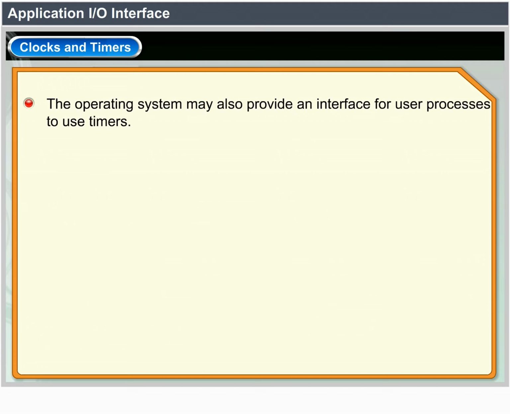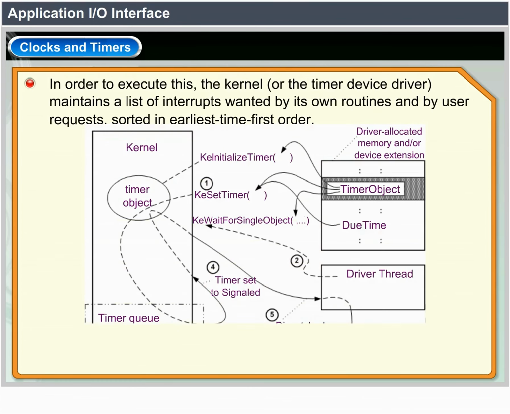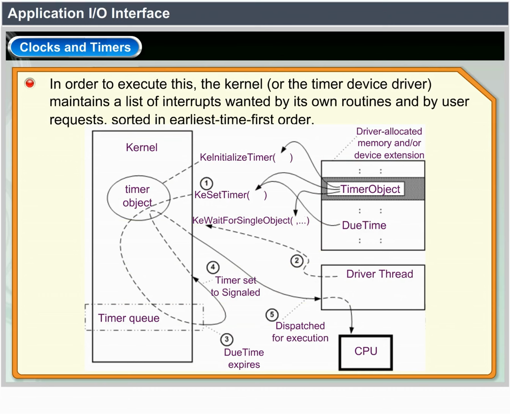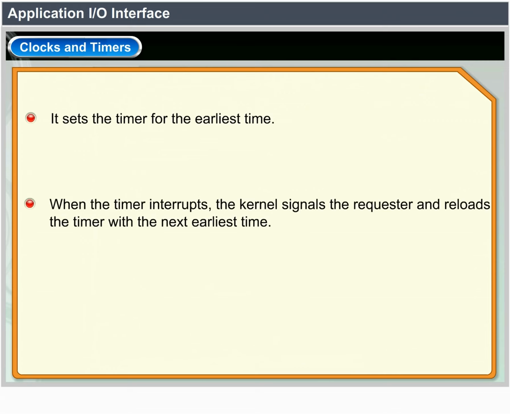The operating system may also provide an interface for user processes to use timers. The operating system can support more timer requests than the number of timer hardware channels by simulating virtual clocks. To do so, the kernel or the timer device driver maintains a list of interrupts wanted by its own routines and by user requests, sorted in earliest time first order. It sets the timer for the earliest time. When the timer interrupts, the kernel signals the requester and reloads the timer with the next earliest time.